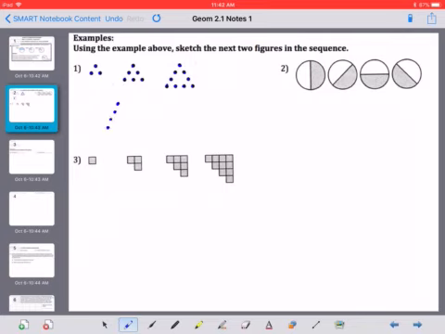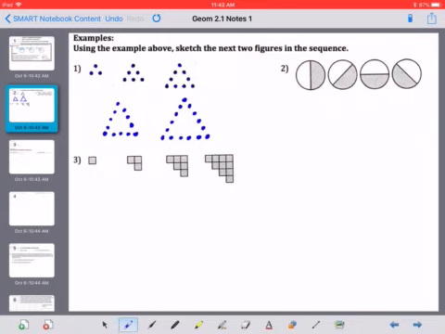So we're going to make a triangle with 5 dots on each side: 1, 2, 3, 4, 5. And then the next picture would have 6 dots on each side: 1, 2, 3, 4, 5, 6.